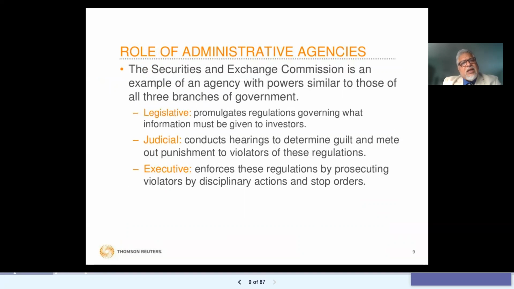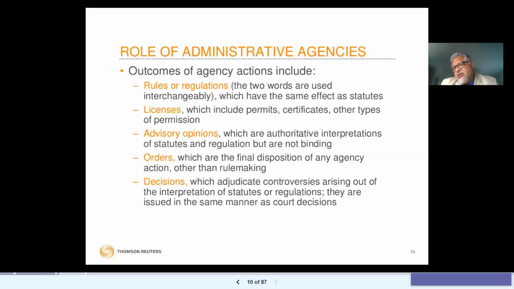The role of the administrative agencies, again, they have three different types of roles, similar to those other three branches of government. They can be legislative, promulgating regulations, a big part of what they do, and giving information that has to be given to all the parties that are involved. Judicial: conducts hearings to determine guilt and mete out punishment to violators of these regulations. And executive: enforcing these regulations by prosecuting violators by disciplinary actions and stop orders, which is one of the things that make them so unlikable.